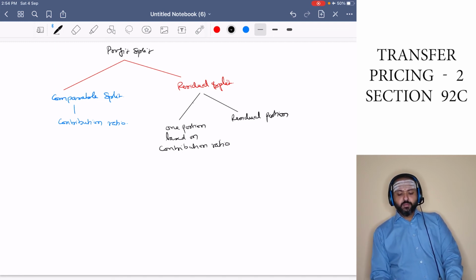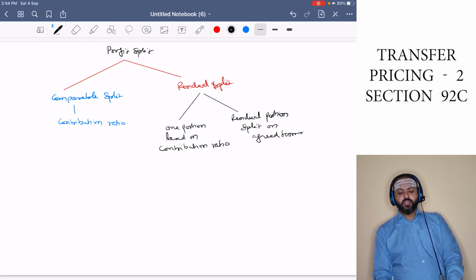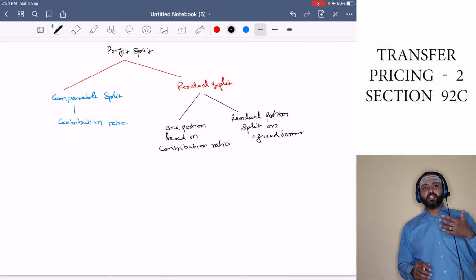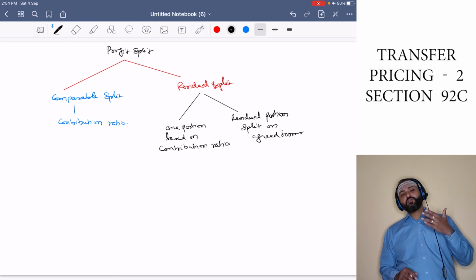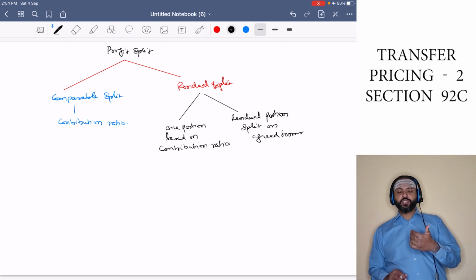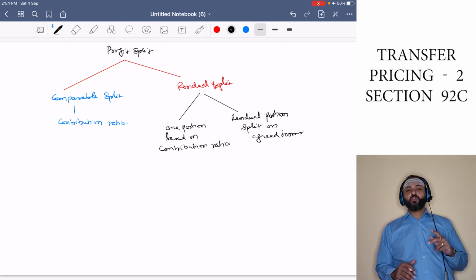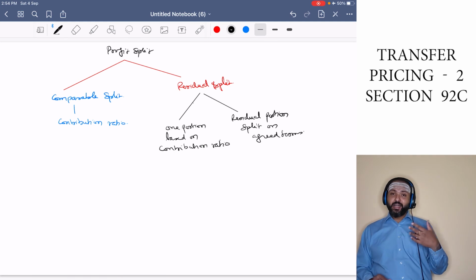will be split on agreed terms. What is this agreed terms? They will tell that based on the risks employed, functions performed, manpower employed, etc., they will choose to have a different proportion, that may be equally or probably 2:1. It can be anything that will be decided amongst the co-venturers. So this is going to be called as residual split method.